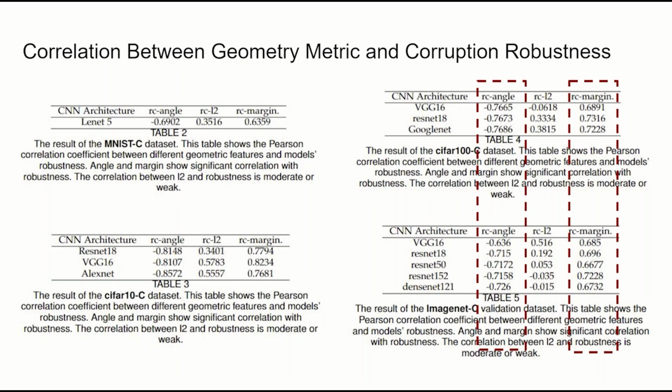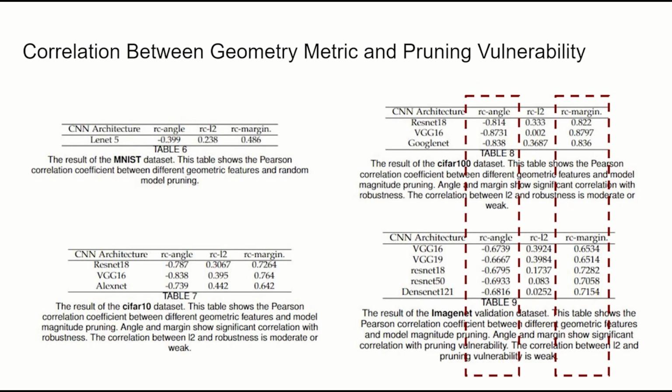Besides the use case demonstration and domain expert feedback, we also perform quantitative evaluation to measure the correlation between geometric features and a sample's resiliency to data corruptions. From the evaluation result, we show that geometric features such as angle and margin have strong correlation with the sample's resiliency. Furthermore, we also perform quantitative evaluation to measure the correlation between the geometric features and the sample's resiliency to magnitude pruning. From the evaluation result, we show that geometric angle and margin also have strong correlation with the impact of magnitude pruning.